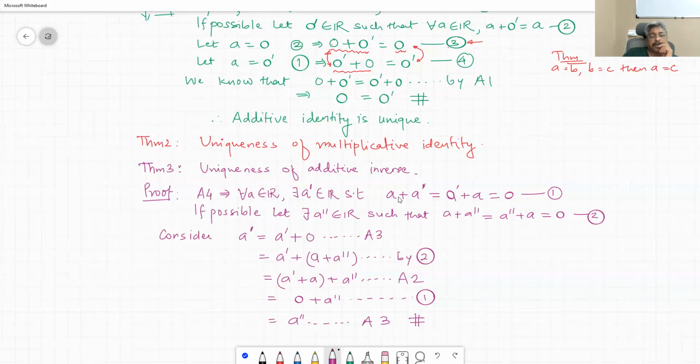Are you done? A dash is equal to A double dash. That is possible. There exists yet another A dash we started. Here we should write A double dash is not equal to A dash, but that is understood. Okay, so this is uniqueness of additive inverse. Then we should have uniqueness of multiplicative inverse.